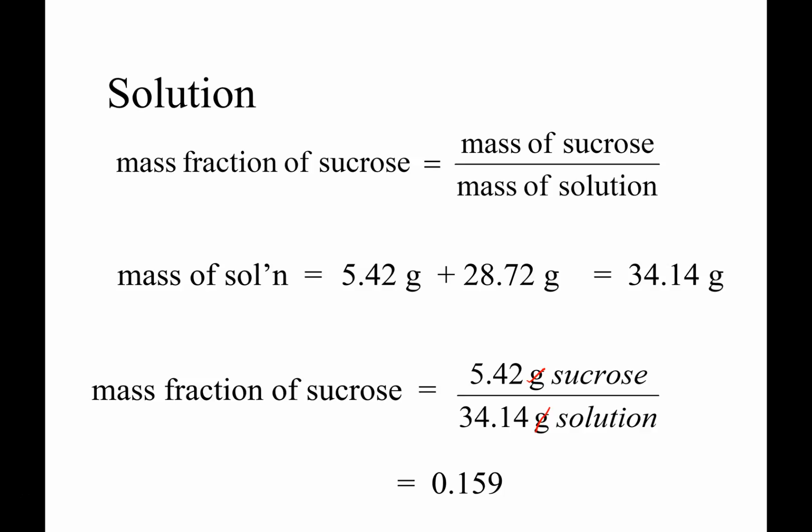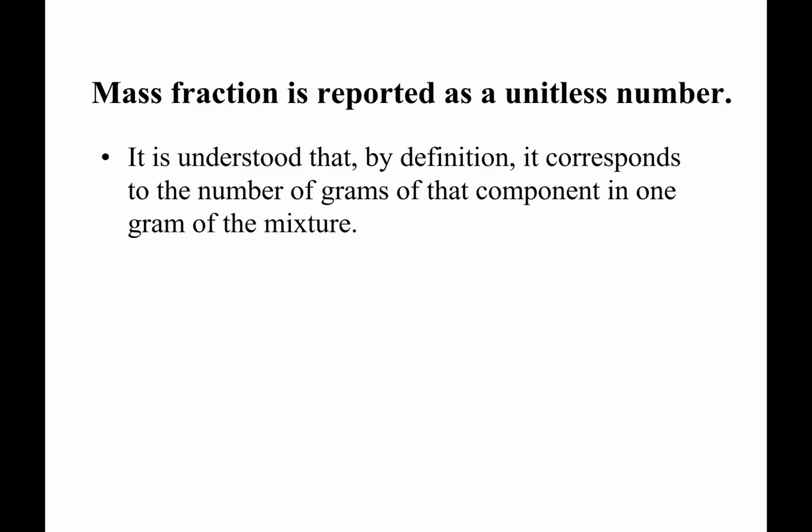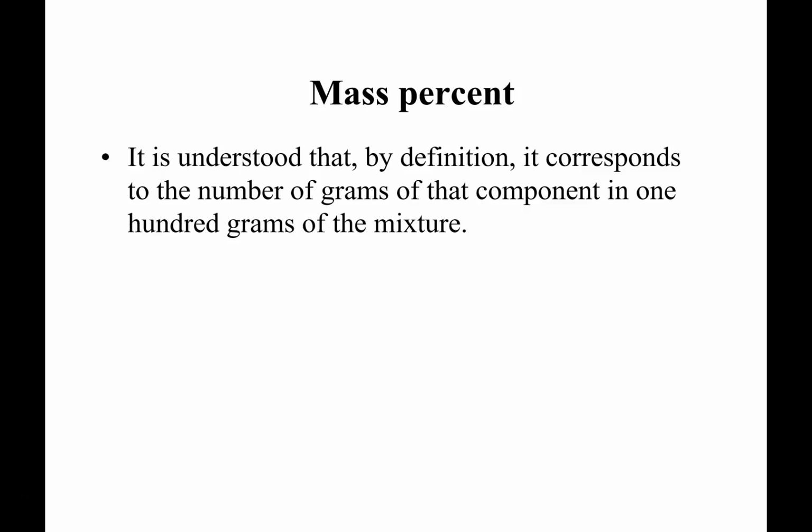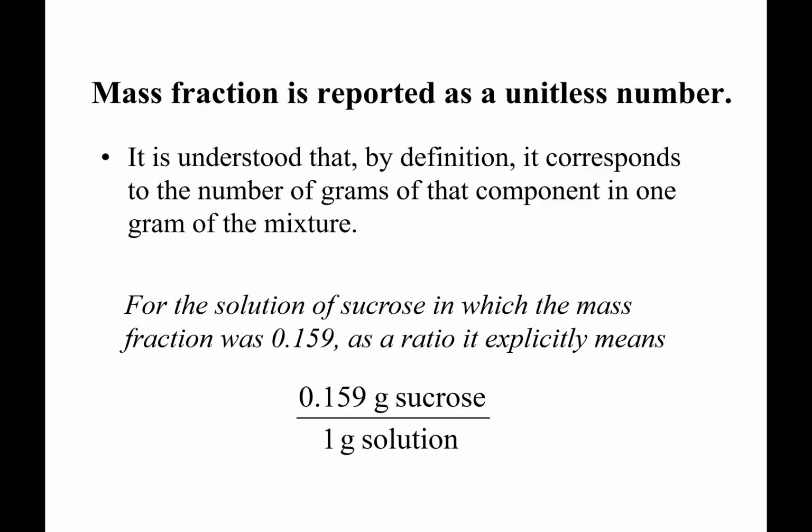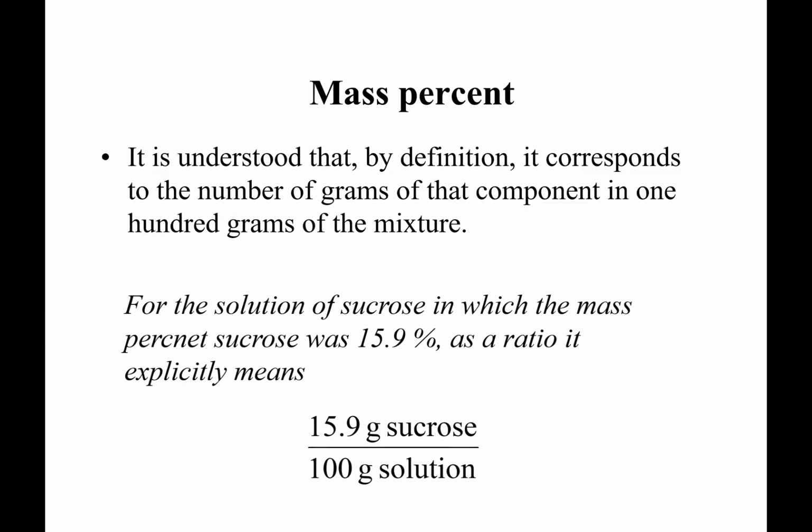What's the mass percent? 15.9. Yep, you got it. Okay. So that 0.159, if we were to unpack it, it would look like this. And again, sometimes you do need to unpack it. What does mass fraction mean? It means the grams of the component of interest in 1 gram of mixture. It'll be less than 1. So in this case, 0.159 grams sucrose per 1 gram solution. And here's what you guys told me. You said if you have 0.159 mass fraction, that means 15.9%. Very good.